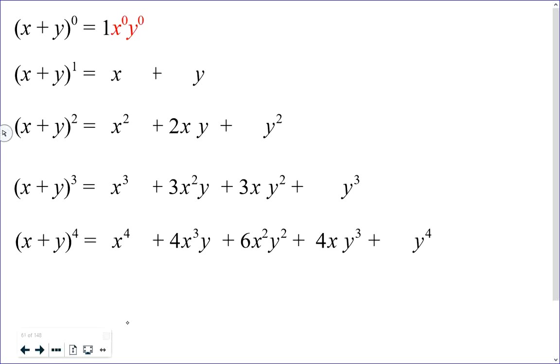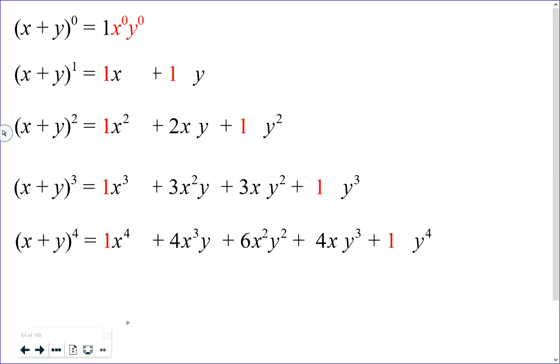I also want you to notice that all of the first terms in all of these have a coefficient of 1. And when you write out x plus y, you don't write 1x plus y. You typically write x plus y, but we could put a 1 there. And similarly, all of the last terms, we could put a 1 in front of them.